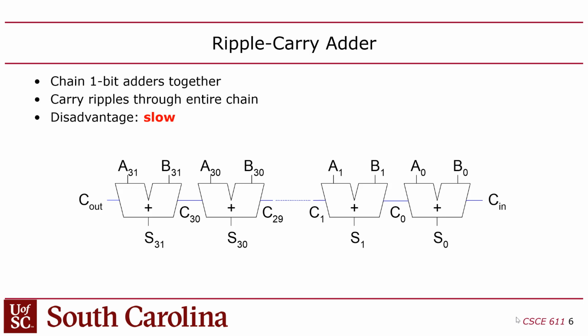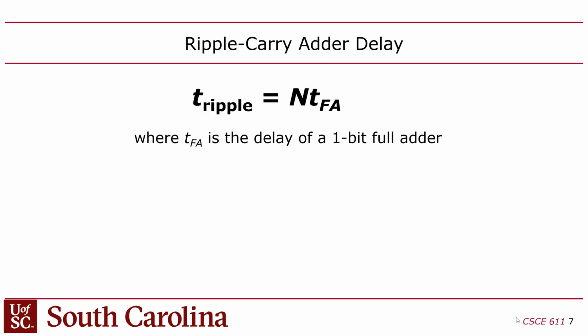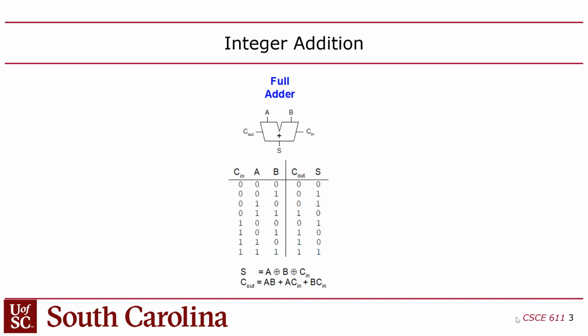So the time it takes, the propagation delay, the time it takes to get all the outputs to stabilize is going to be n, where n is the number of bits, times the propagation delay of the full adder, which again, the full adder is just the single bit adder, this guy. Right? Now what's the propagation delay of this?